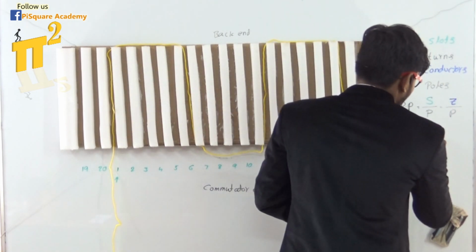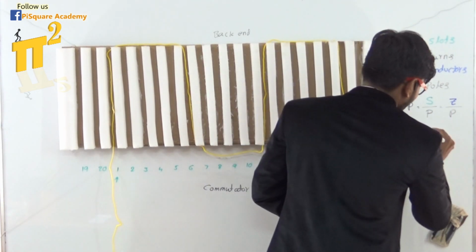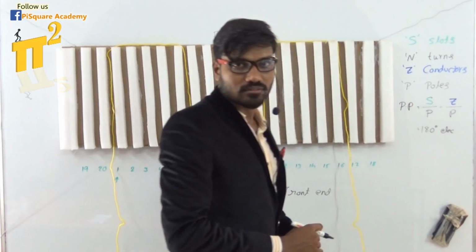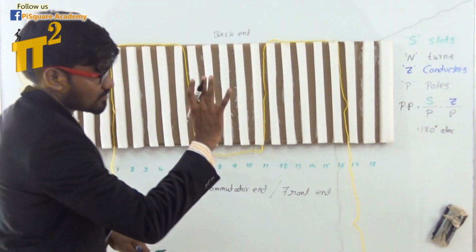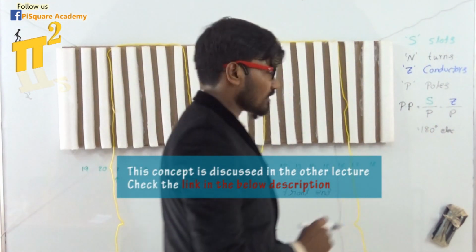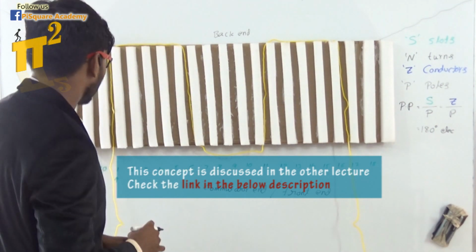This pole pitch, if you know the operation of DC generator, is equal to 180 degrees electrical. It's always that one pole pitch means 180 degrees electrical. From the operation you can understand this. Just go through the operation of DC machine, DC generator, you'll get the point.